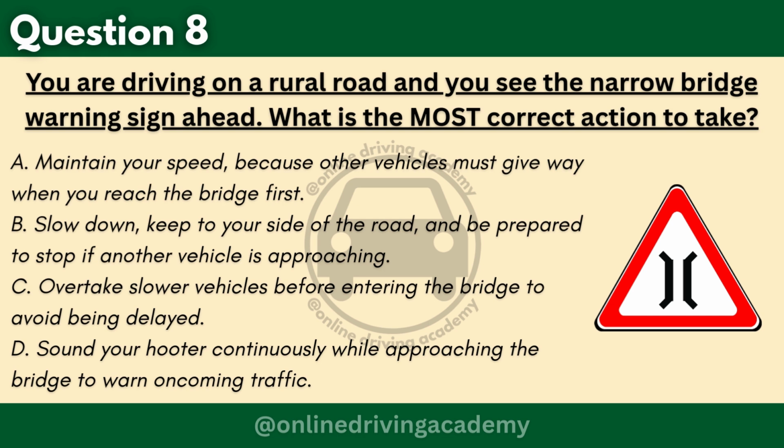Now option A tells us to maintain your speed. Obviously you cannot maintain your speed because what if there's already a vehicle on that narrow bridge? Option C tells us to overtake slower vehicles before entering the bridge to avoid being delayed. The same rule applies here, because if you overtake, it means that you're going to be speeding up, and if there's a vehicle already on that bridge, then that's going to cause an accident. With option D, it says sound your hooter continuously while approaching the bridge to warn oncoming traffic. Again, that's also incorrect. The only correct answer here is going to be option B.